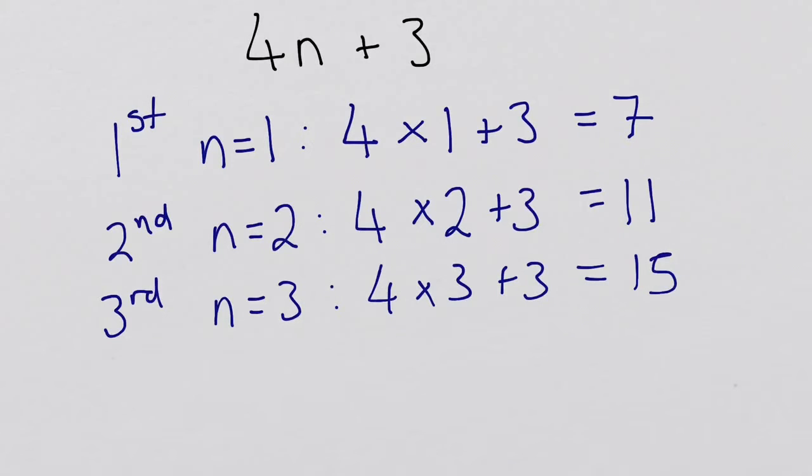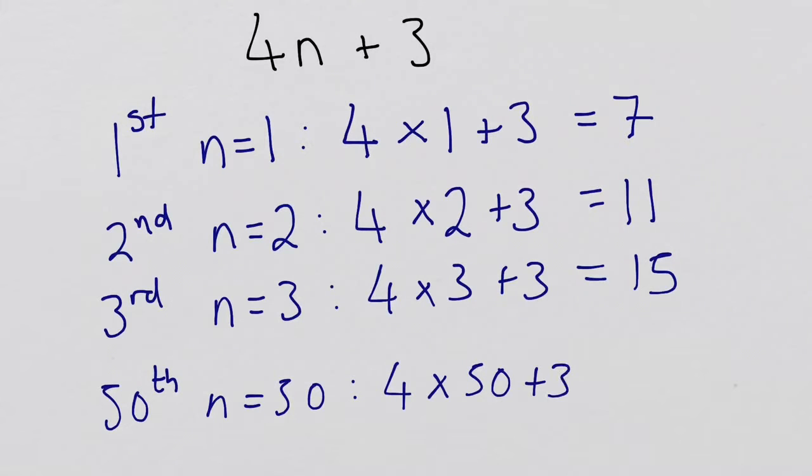Now the good thing about this technique is if we want to do the 50th term, for example, we just choose n equals 50. So we do 4 times 50, add 3. 4 times 50 is 200, add 3 is 203.